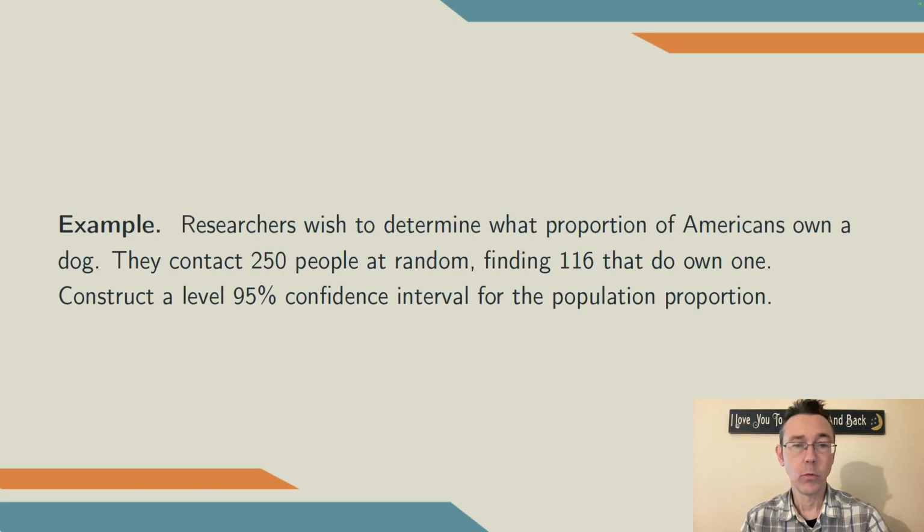Let's wrap up by doing one example. Researchers wish to determine what proportion of Americans owns a dog. So they contact 250 people at random, and they find 116 that do own at least one. Construct a 95% confidence interval for the population proportion. So this is a good place to pause the video and give this a try on your own before going forward and seeing my solution and my explanations.